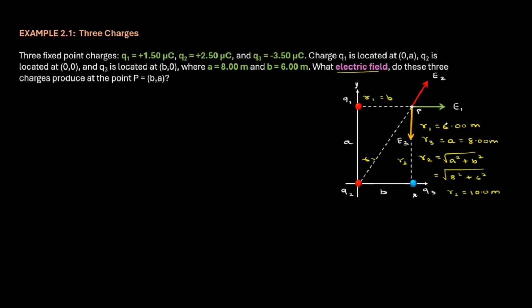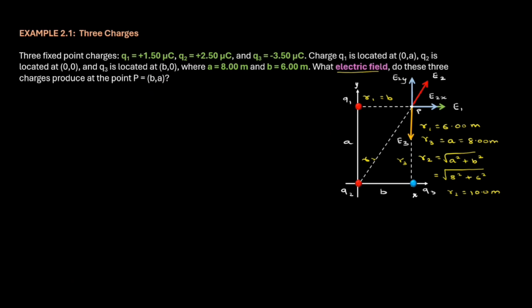Over here, E1 and E3 lie along X and Y axis respectively, but E2 neither lies on the X axis nor on the Y axis. So we need to split E2 into its components. One component that will go along the Y axis, which we will call E2Y, and the other component that goes along the X axis, which we call E2X. So this is the graphical description of electric field values at point P.